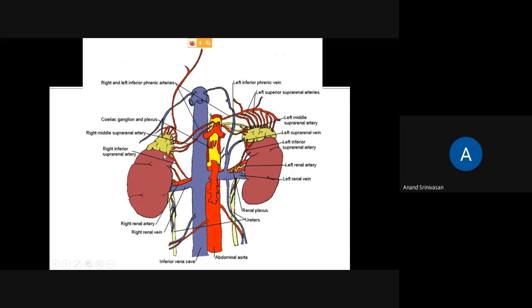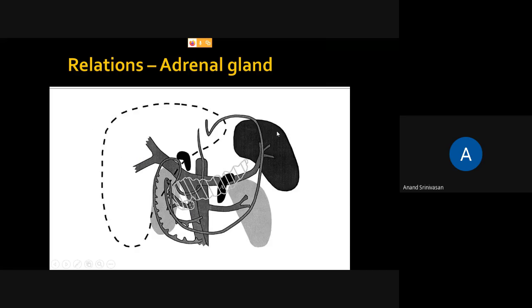Another point you need to notice is the shape of the right adrenal gland and the left adrenal gland. The right adrenal gland is more of a pyramidal shape, whereas the left adrenal gland is a semi-lunar shape. Semi means half, lunar is moon, so it looks like a half moon shape. So this is pyramidal shape, this is semi-lunar shape.